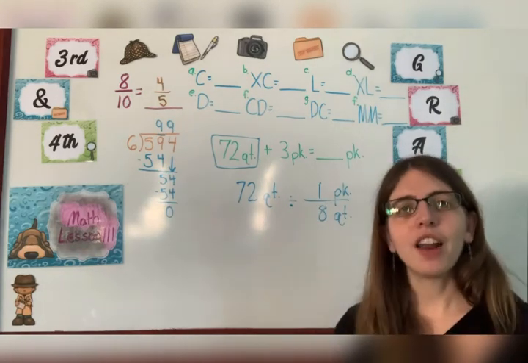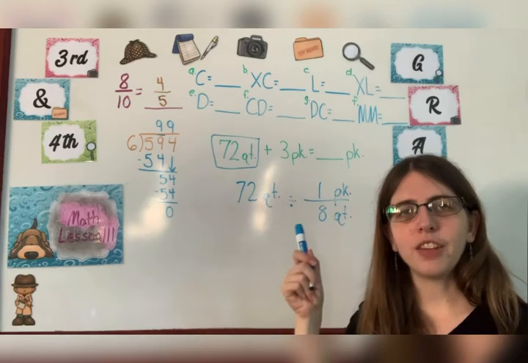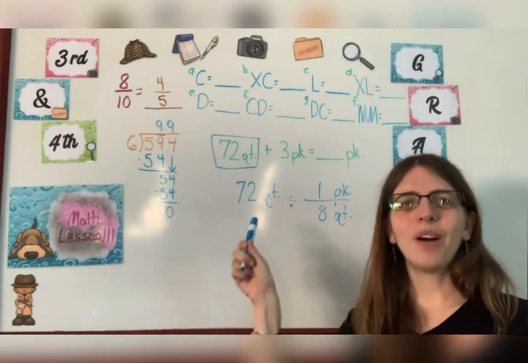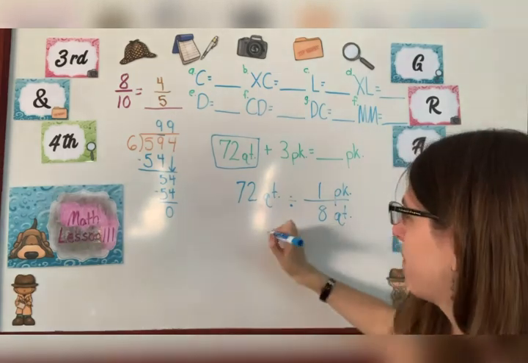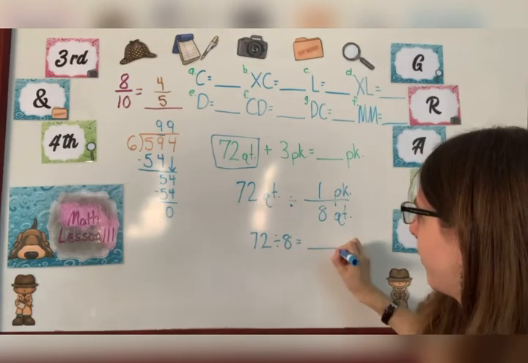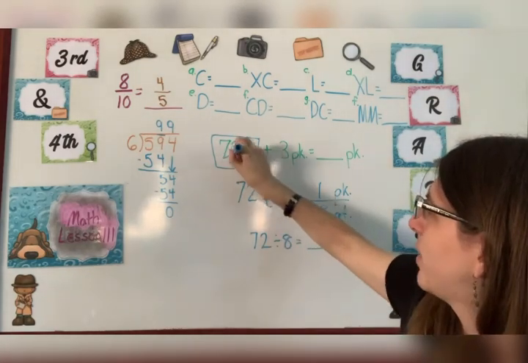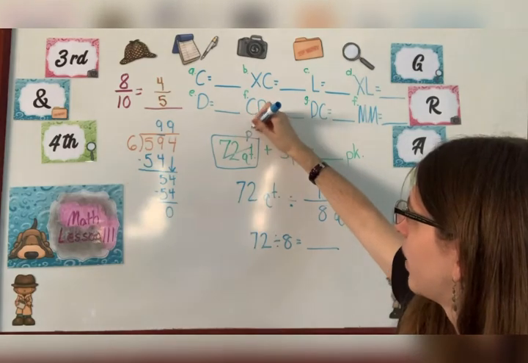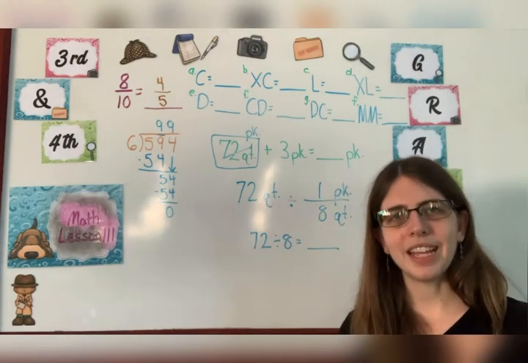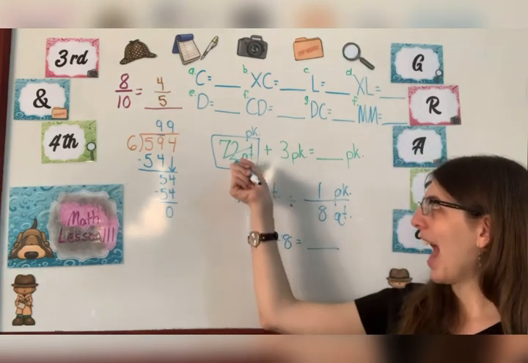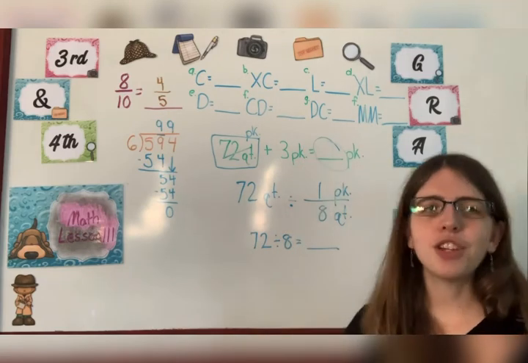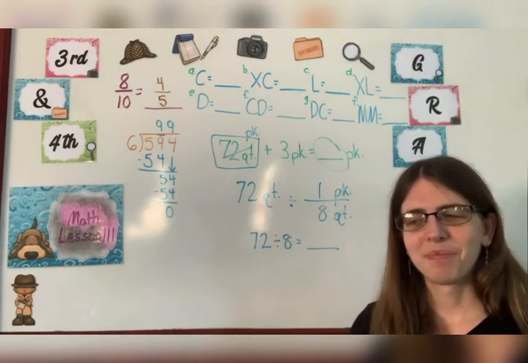Now, I still have a lot of you who are struggling with this. Even though I tell you to divide, you're not dividing. Divide. What is 72 divided by 8? Then you need to put that answer here, because that's how many pecks 72 quarts is. Then you need to add that to the 3 pecks, and put your final answer after you add right there.